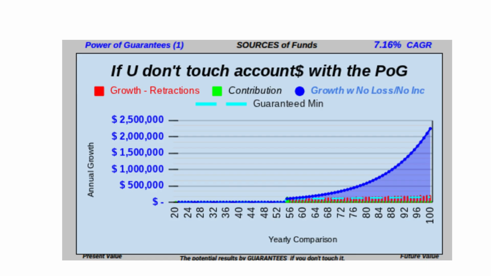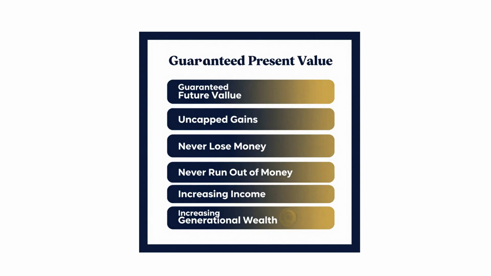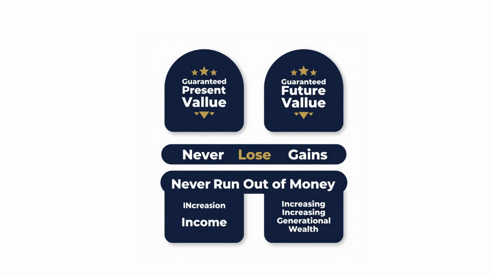Below in blue, sources of funds, if you don't touch your fully performing asset retirement account from age 55 to 100, it could grow to over $2 million or higher by a 7.16% CAGR. The gap between assets at risk and fully performing assets continues to expand over time. It has the following critical guarantees or pillars: guaranteed present value, guaranteed future value, uncapped gains, never lose money, never run out of money, increasing income, and increasing generational wealth.